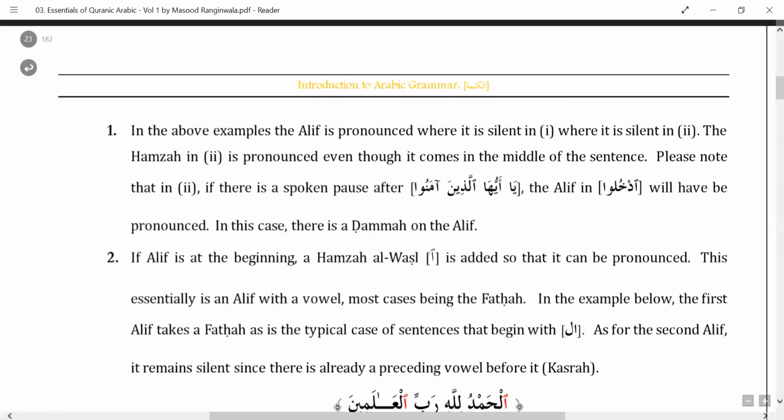Yeah, this is the next page. So here in the above example, it's explained now. Those examples which they have given explain where alif is pronounced and where it is silent. So here, ya ayyuhalladhina amanu. Now here, see the amanu, the last alif is silent. You just recite noon, dhamma, and waw, nu. That last alif will be silent.